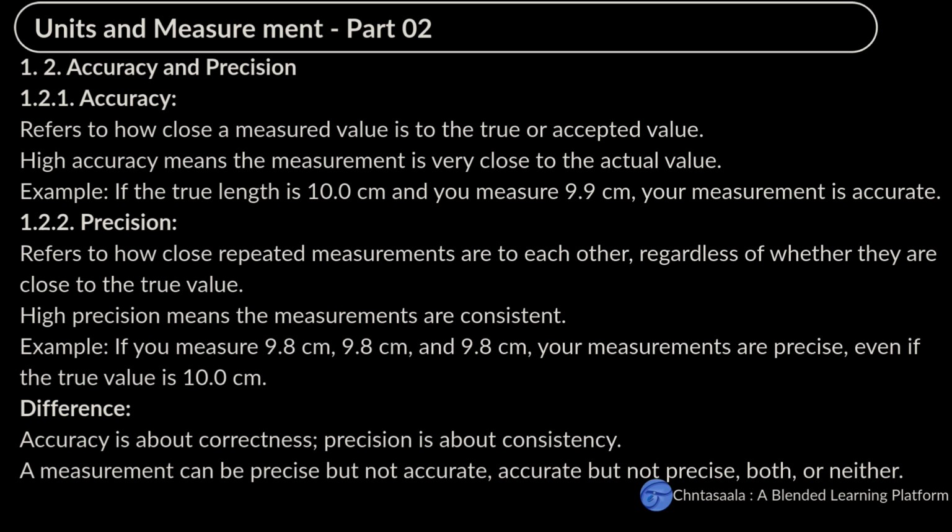Next is precision. It refers to how close repeated measurements are to each other, regardless of whether they are close to the true value. High precision means the measurements are consistent. For example, if you measure 9.8 centimeters, 9.8 centimeters, and 9.8 centimeters, your measurements are precise, even if the true value is 10.0 centimeters. Difference: accuracy is about correctness, precision is about consistency. A measurement can be precise but not accurate, accurate but not precise, both, or neither.